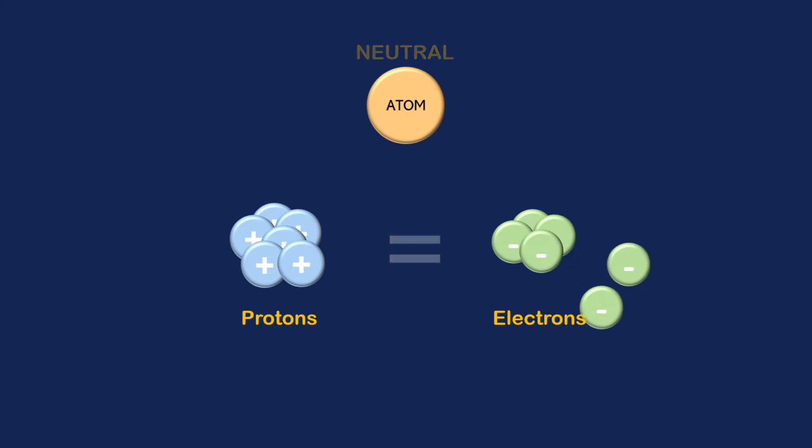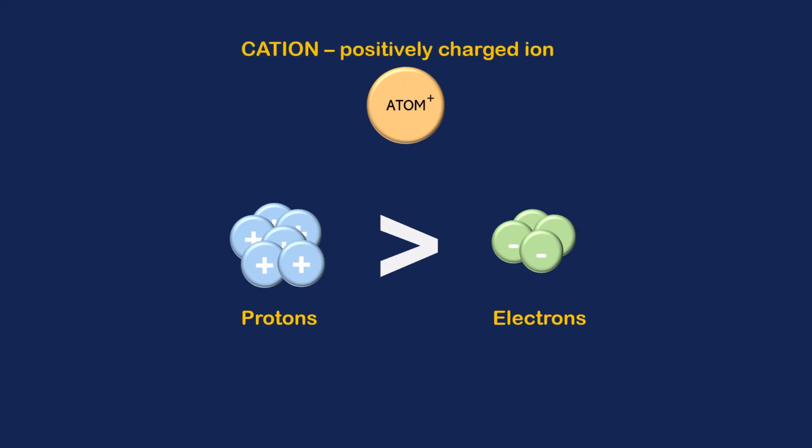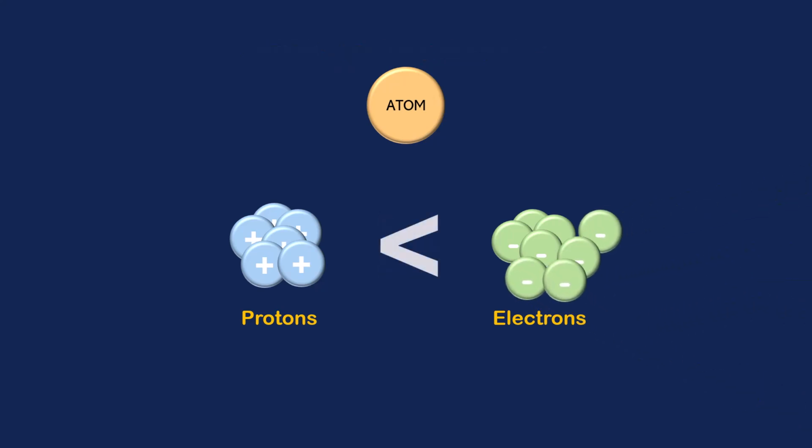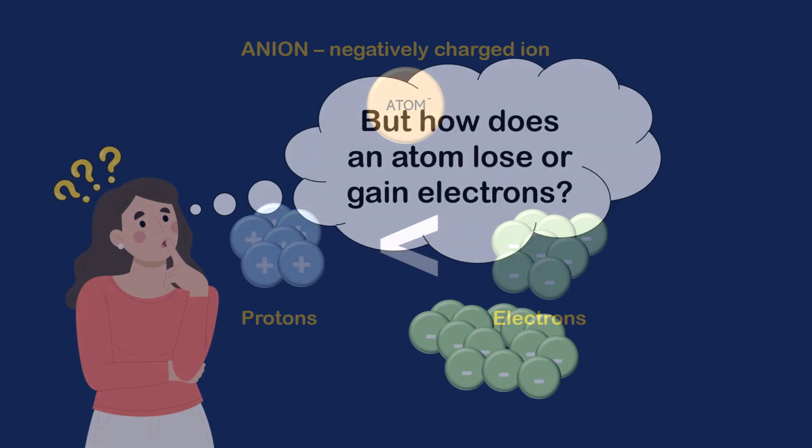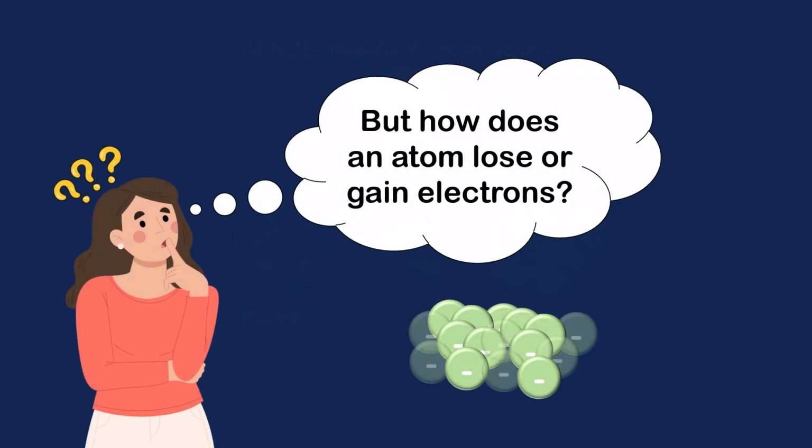But if an atom loses one or more electrons and has more protons than electrons, then it becomes a positively charged ion called a cation. And if an atom gains one or more extra electrons, it now has more electrons than protons. This makes it a negatively charged ion called an anion. But how does an atom lose or gain electrons?